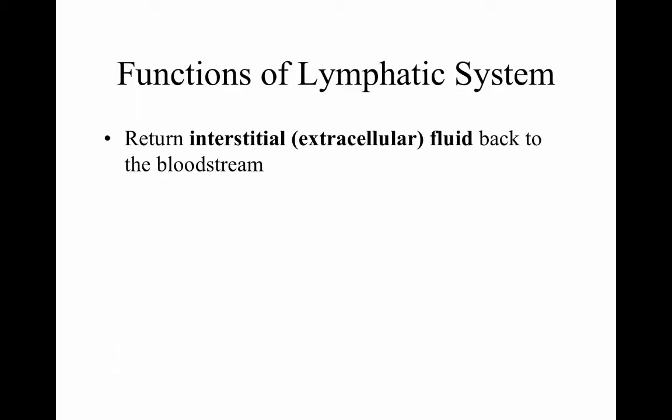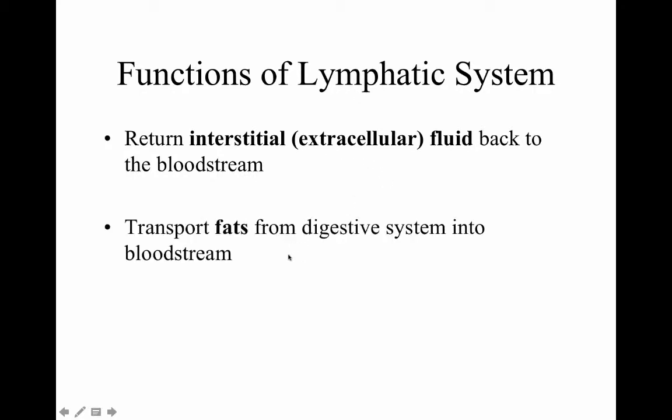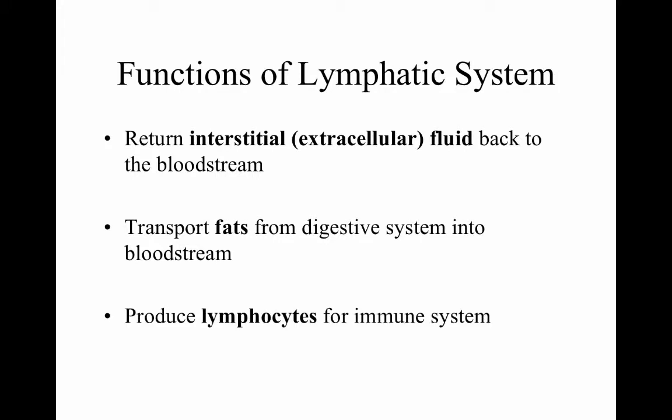The functions of the lymphatic system. The return of interstitial or extracellular fluid back to the bloodstream is key because we're moving a lot of fluid through the bloodstream into the capillary beds of our arteries and veins into the cells that are adjacent to them. So we see lymphatics tied in with these capillary beds, and the fluid that goes into the cells needs to be returned to the bloodstream, and the lymphatics will do that. Fats that enter our small intestine are pulled into the lymphatic system and then through the lymphatics pulled into the bloodstream. And the lymphatic system also helps produce lymphocytes for the immune system.